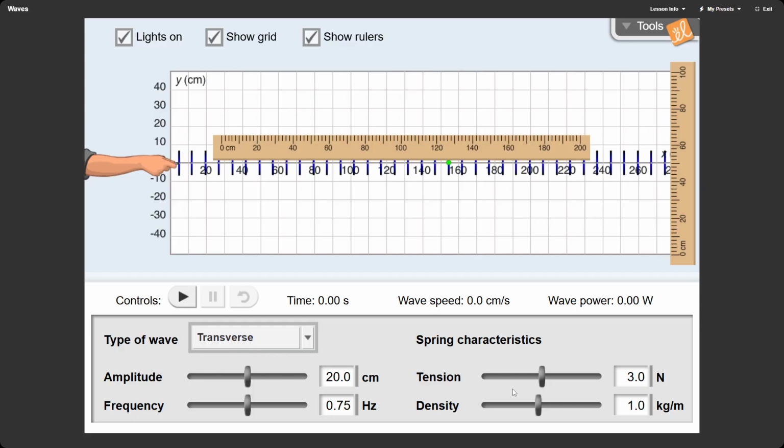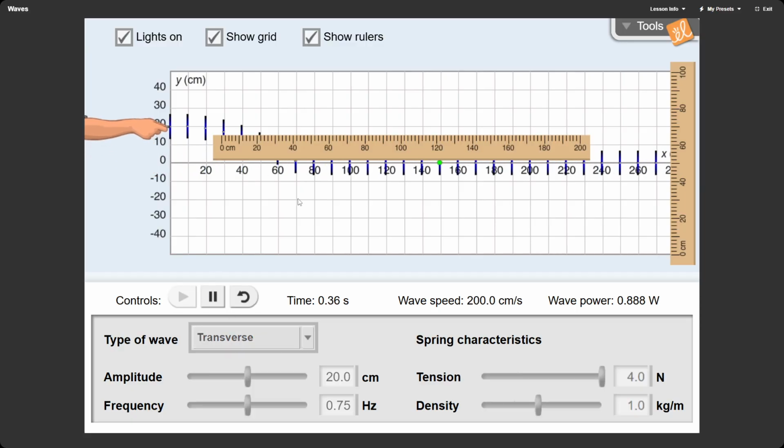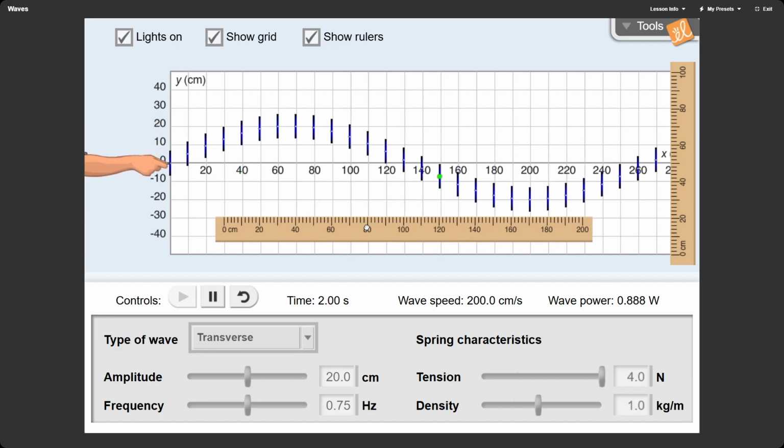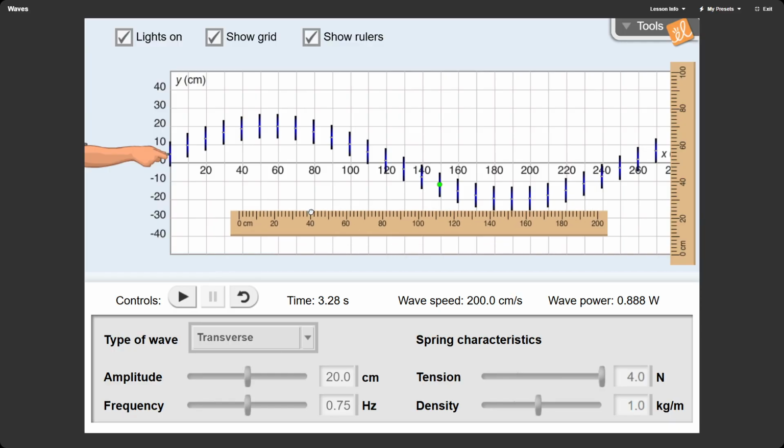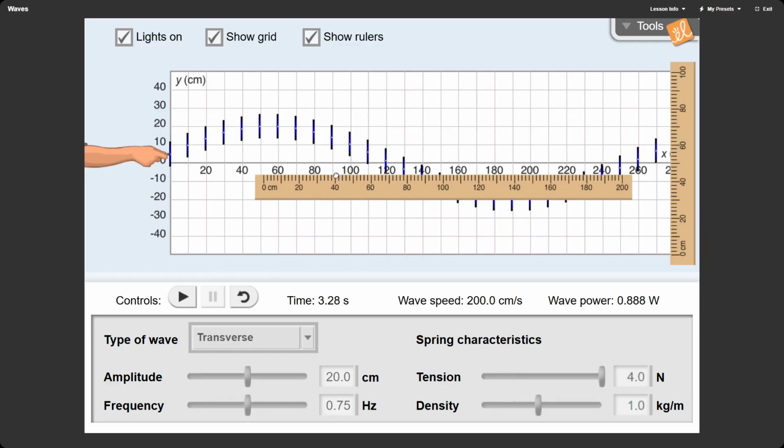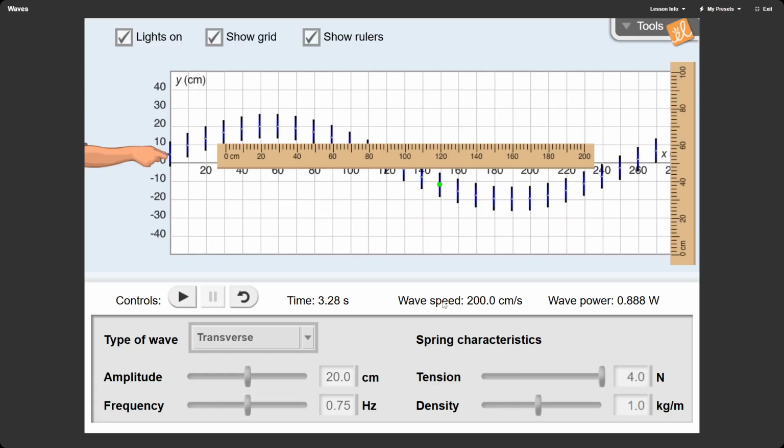Your tension, we're now doing tension, so you're going to increase the tension. What does that do to your wavelength? Does that increase your wavelength or decrease your wavelength? And does that increase your wave speed or does it decrease your wave speed? Wave speed will be easier, so you can just look right here at your wave speed.